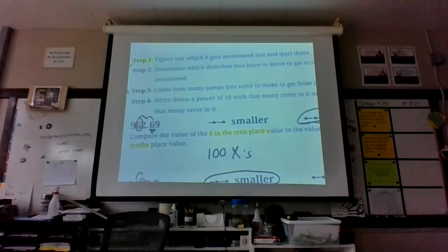You may get to the point where you don't need to follow these steps to do it, and that's our goal. But these steps seem to help people out. It's a systematic approach to making sure you figure out which one has more value and if it's more or less.